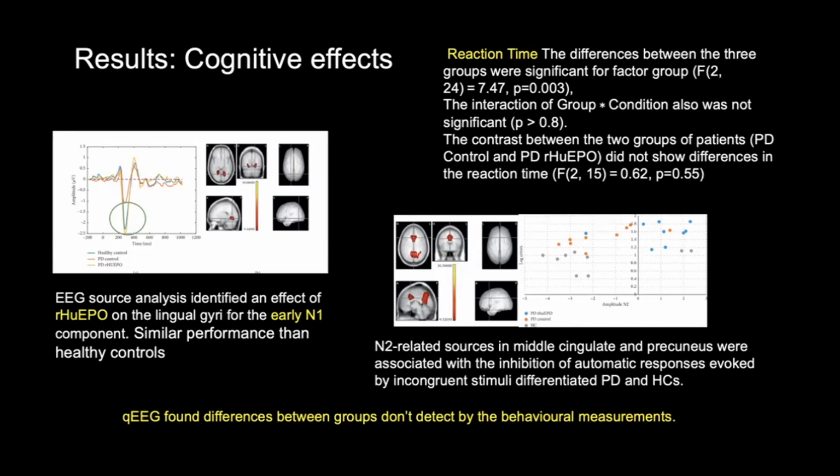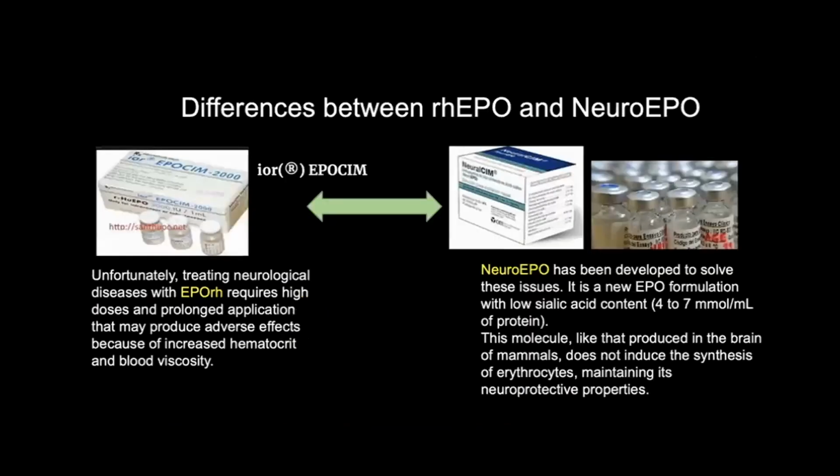One thing to mention is that the usual erythropoietin, unfortunately, needs high doses and prolonged application to produce a significant effect, but has adverse effects because of increased hematocrit and blood viscosity.